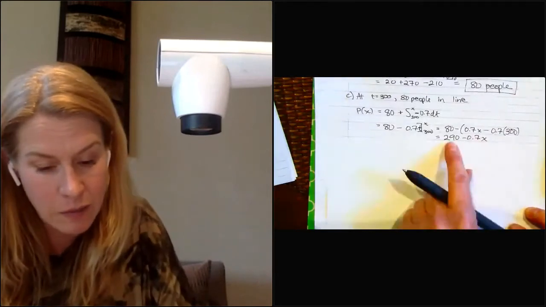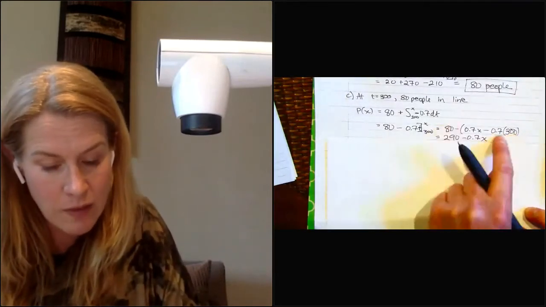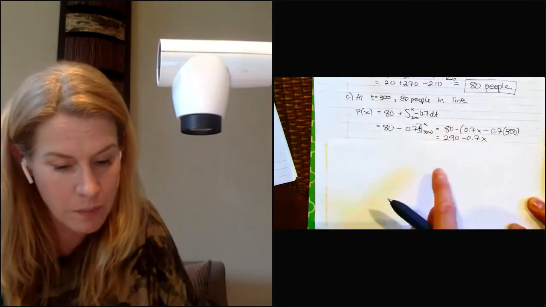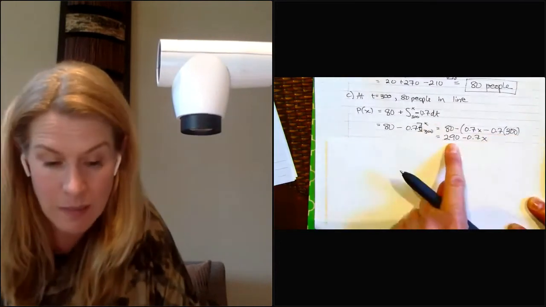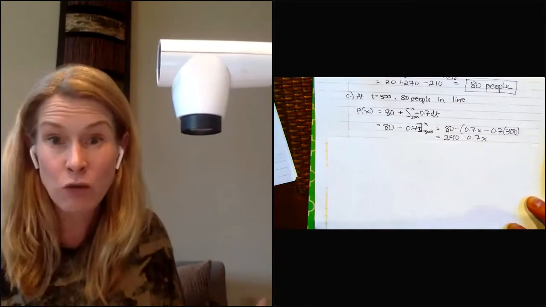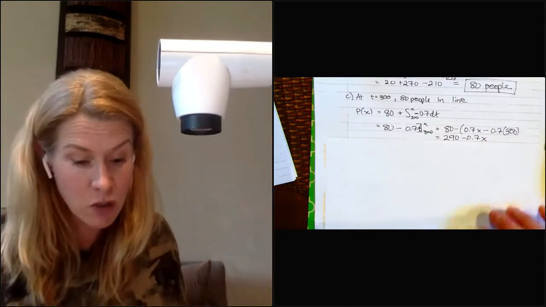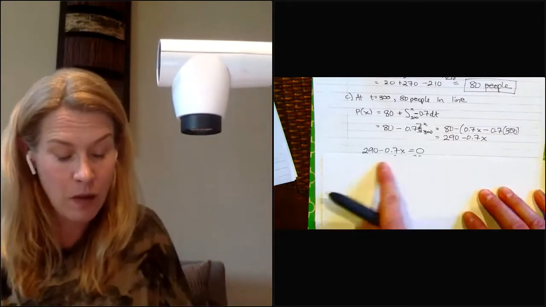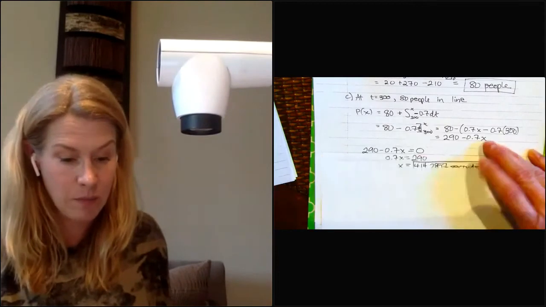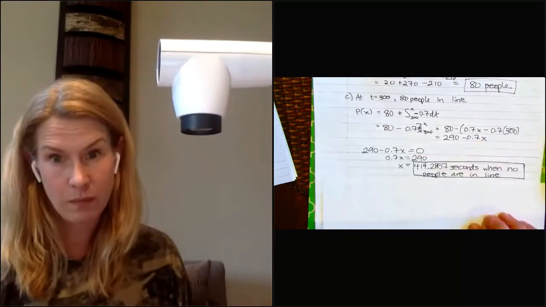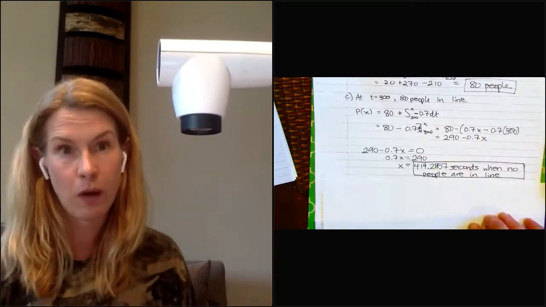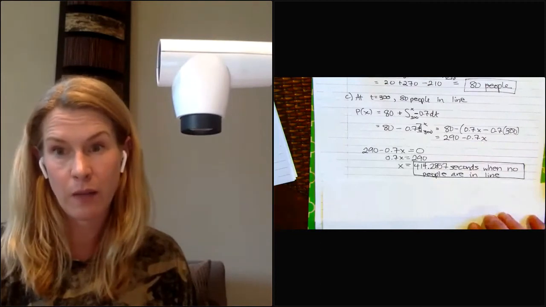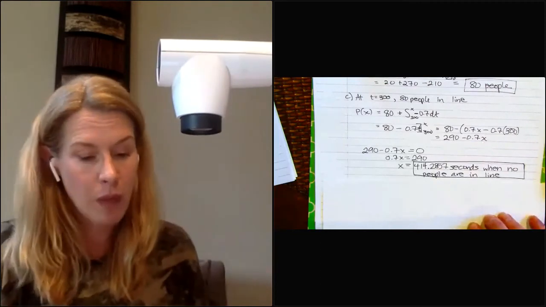And simplify, 0.7 times 300. I end up with 290 minus 0.7x, and I'm trying to figure out when there's no people left, so I set that equal to 0 and solve for x. Way, way more complicated than what our friend Natalie came up with, so good job.